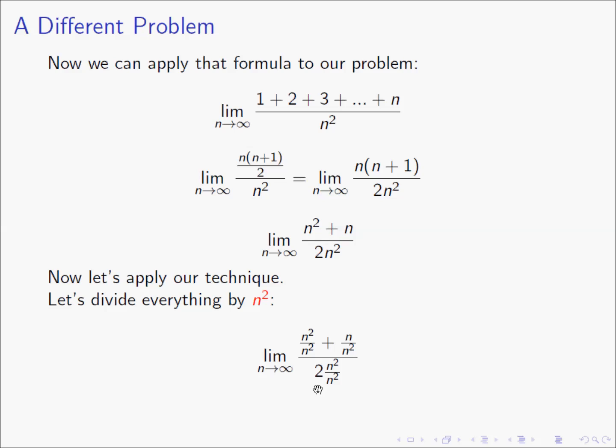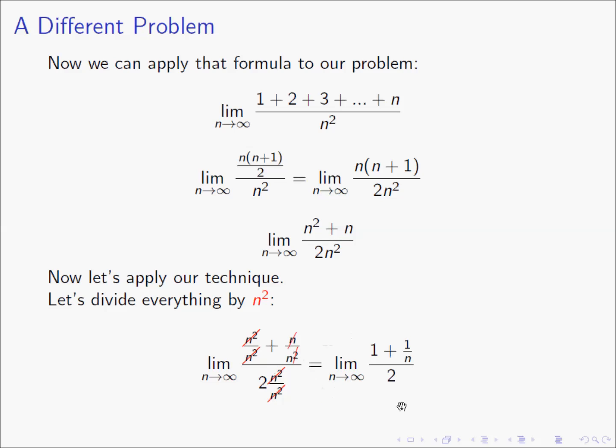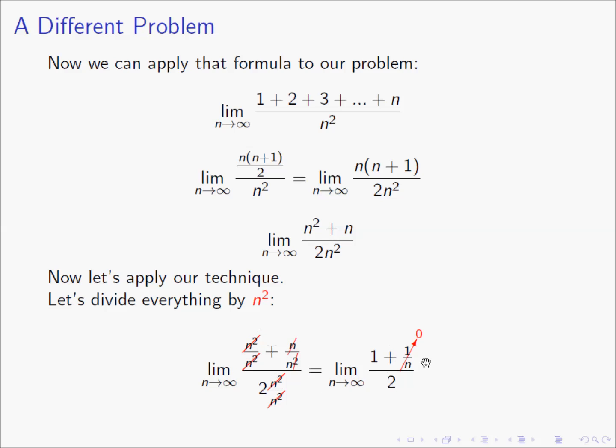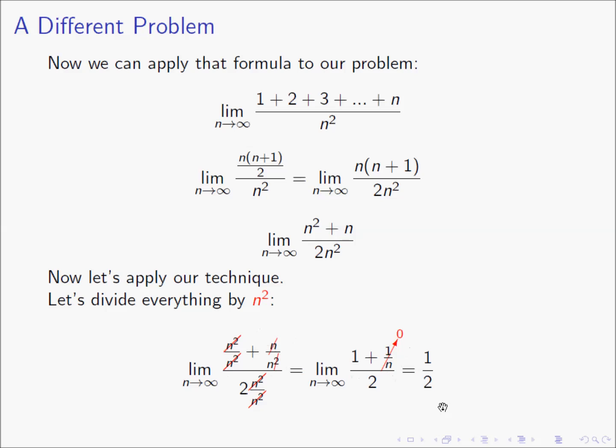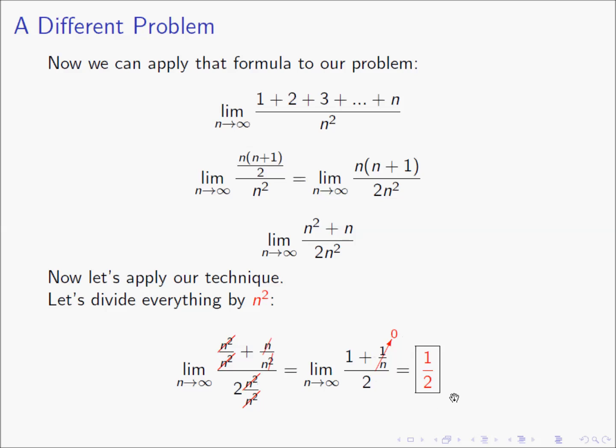We do that here, we divided each term by n squared. Here we can cancel the n squared. Here we can cancel n. Here we can cancel n squared. We get this expression. And now we know that 1 over n will approach 0. So the limit is 1/2. That's the answer. So this was a pretty interesting problem.